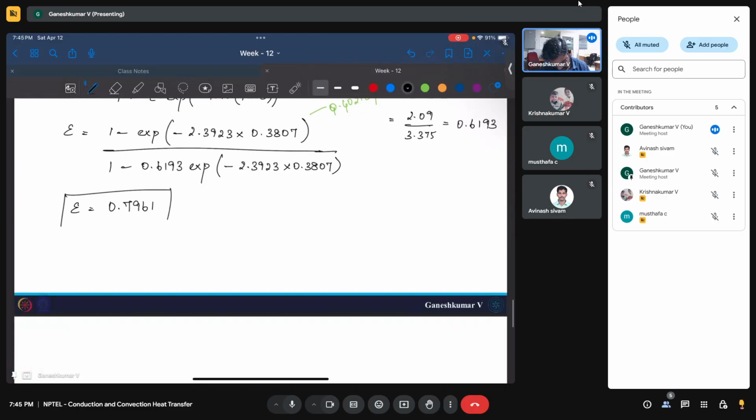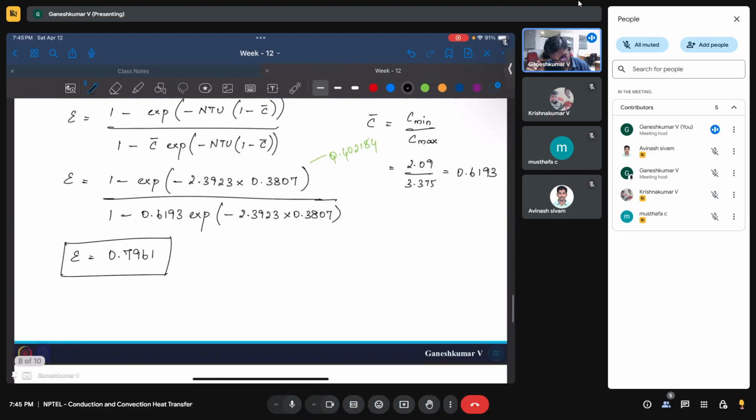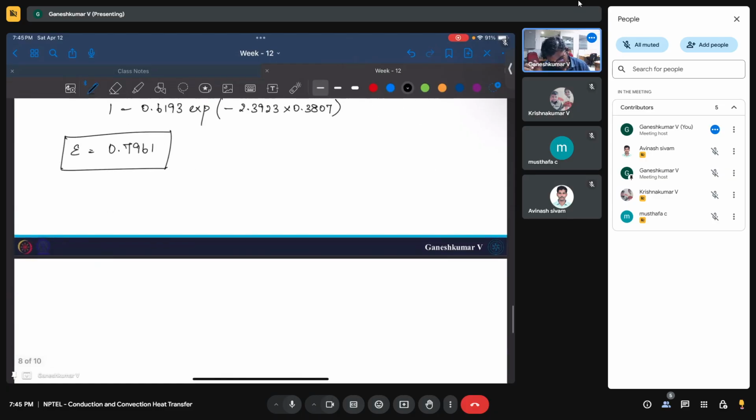This is epsilon and it should be less than 1. For a counterflow heat exchanger it can go up to 1. So now epsilon is 0.7961. What is effectiveness? This is nothing but Q actual heat transfer divided by Q maximum. What is the maximum heat transfer here?